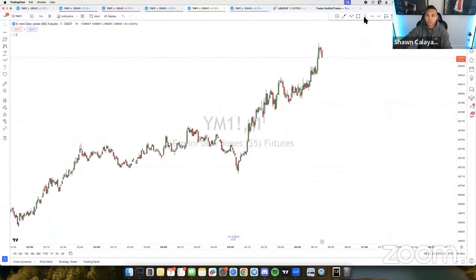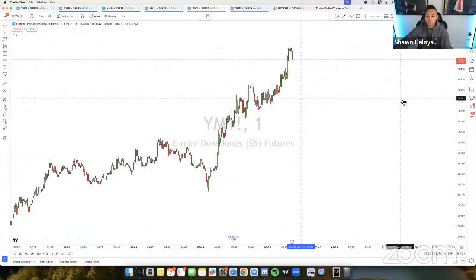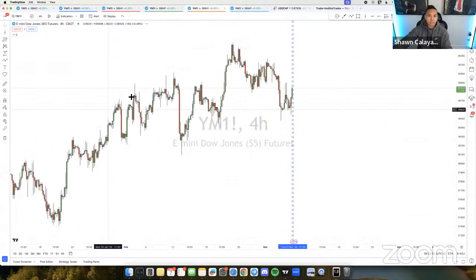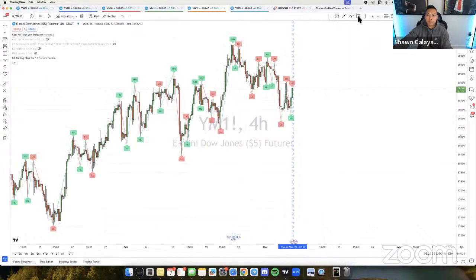So here's a clean chart. I'm going to mark up 6:30. We got 6:30 right there. You got 8 o'clock right there. I'm going to go over to the 4-hour time frame. I'm going to mark up structure right here if there's anything close by.